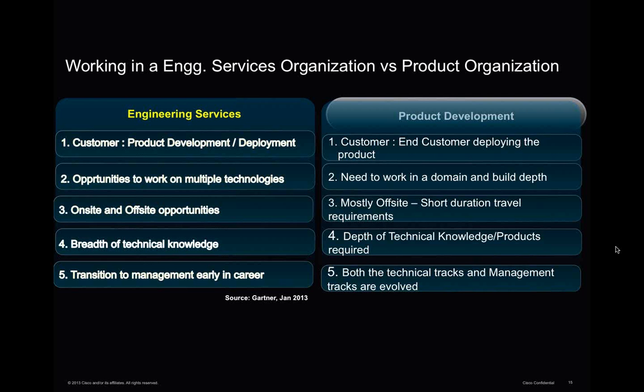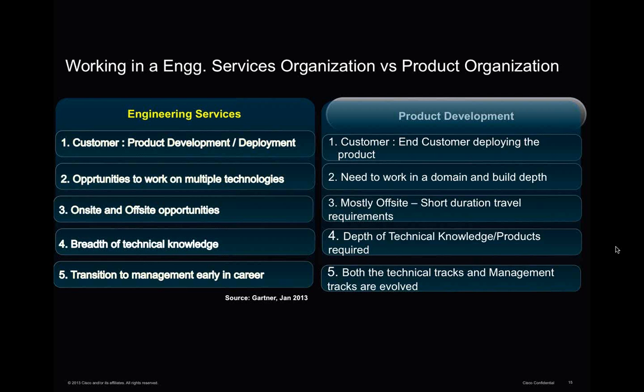And finally, what we see is that a number of folks in the IT services organizations move to management roles relatively earlier in their career, right? I mean, I think I've seen a number of folks being project leaders or team leaders at about 5-7 years experience, right, in IT services organizations.